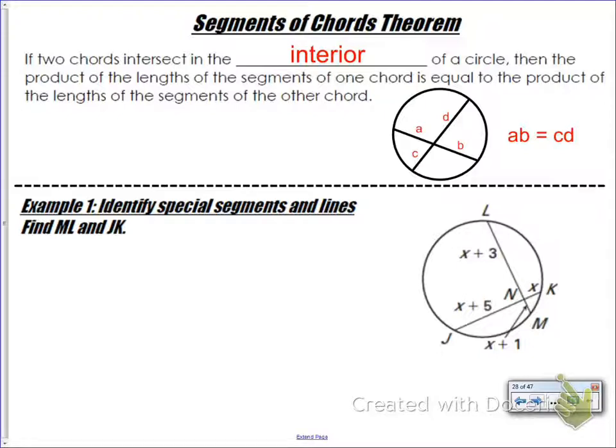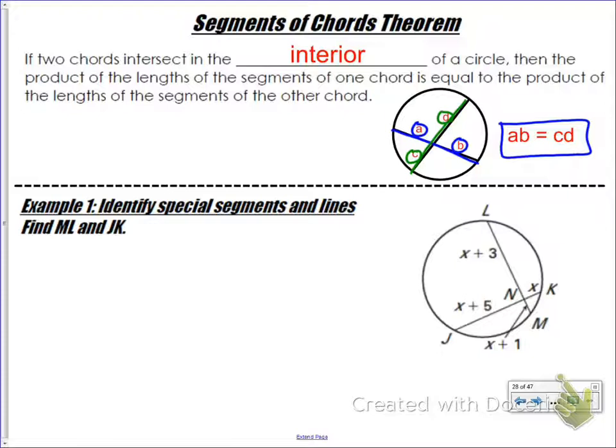So if I look at this chord right here, it's split up into A and B. And then this chord right here is split up into C and D. What's going to happen is I'm going to take part 1 times part 2, so A times B, and that's going to equal, for my green chord, part 1 times part 2, or C times D.